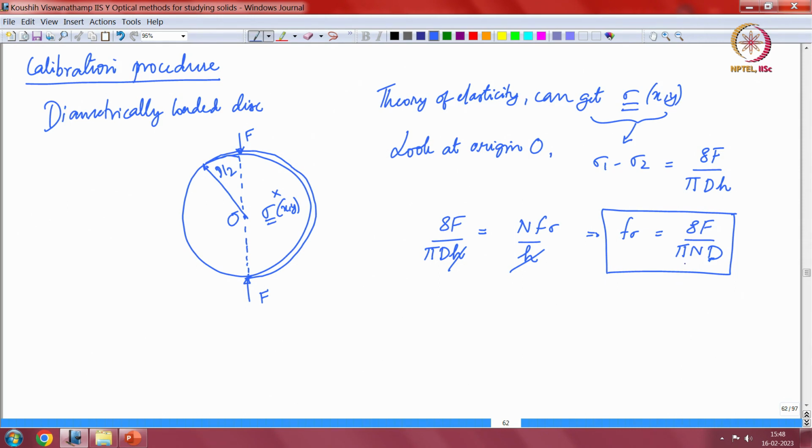Now, like I said, there is some deal to do with the fringe counting. So, you need to figure out what n to use, because for all integer values of n, the sigma 1 minus sigma 2 will give you a dark band or a light band, right, depending on whether you have a light field or a dark field. So, you have to do fringe counting.